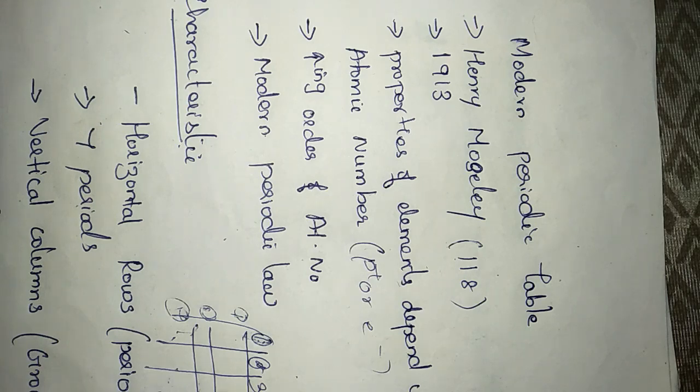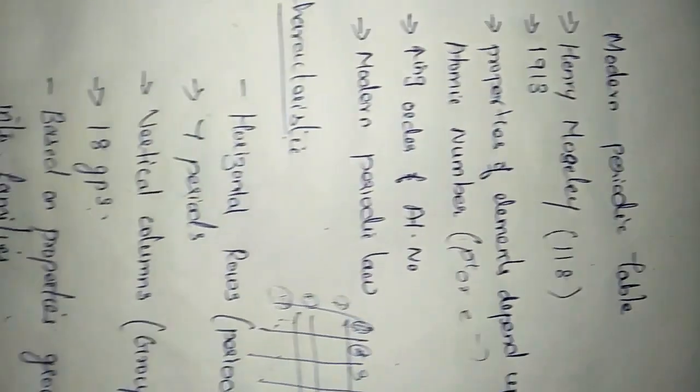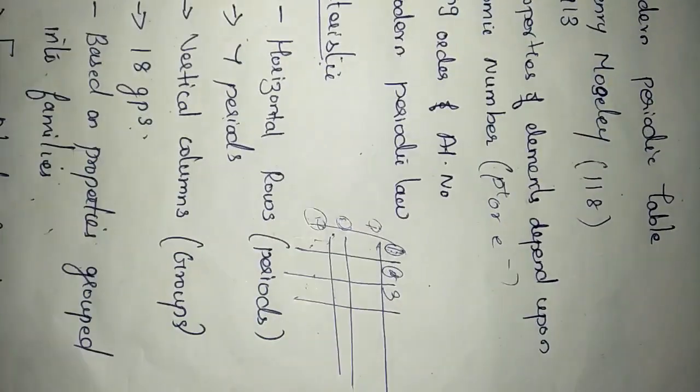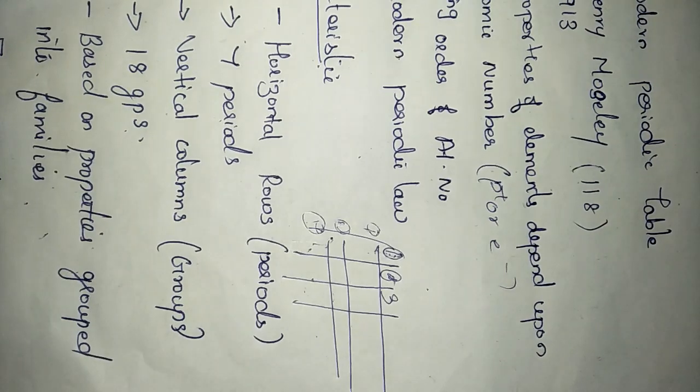Okay, students, proposed by Henry Moseley. The table contains what? 118 elements. How are the elements arranged in the table? In increasing order of atomic number. Now we can study the characteristics of the table.